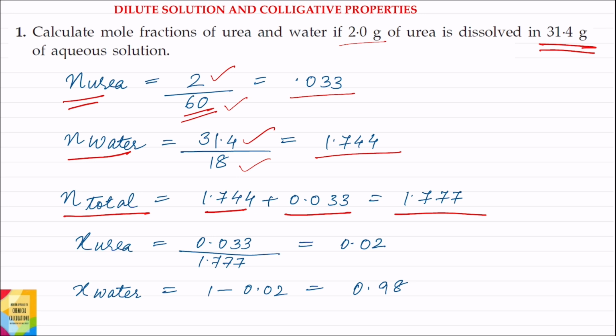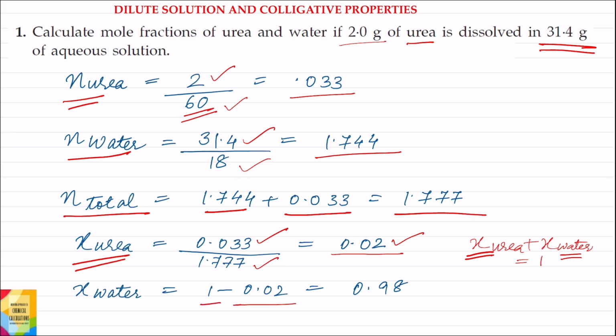to 1.777 moles. Now mole fraction of urea will be equal to moles of urea divided by total number of moles, and this is equal to 0.02. Now in this solution there is one solute and one solvent, so mole fraction of solute or mole fraction of urea plus mole fraction of solvent, that is mole fraction of water, is equal to 1. अब now we know the mole fraction of urea, that is 0.02. So mole fraction of water will be equal to 1 minus 0.02, which is equal to 0.98.